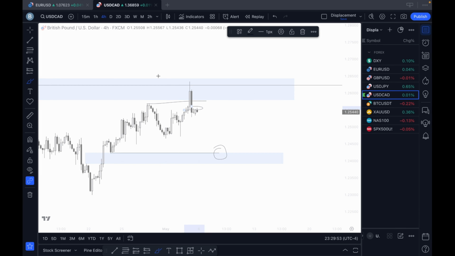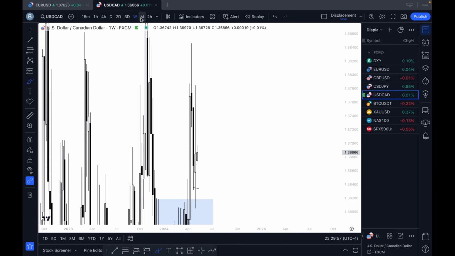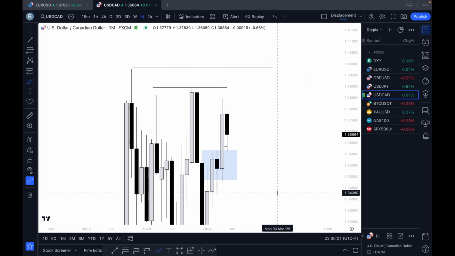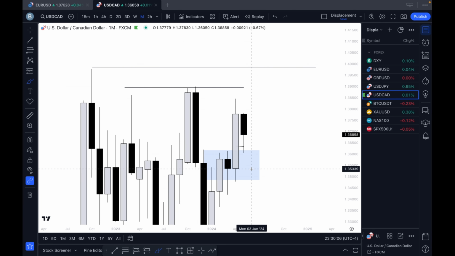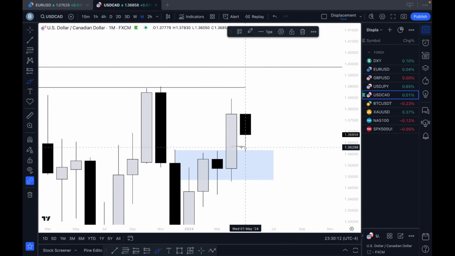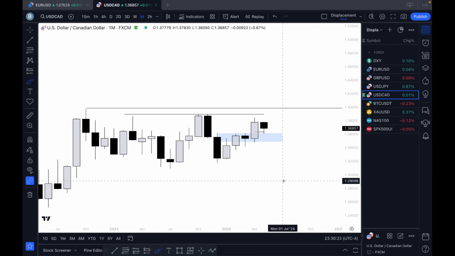Let's go to USD CAD. USD CAD also looks good. In the monthly time frame, we have tapped the order block. We have tapped this monthly fair value gap, and we have tapped this monthly order block. So now we can expect price to move higher from this monthly order block.